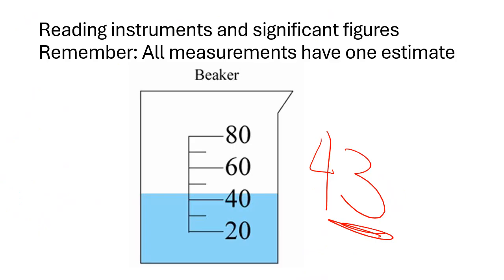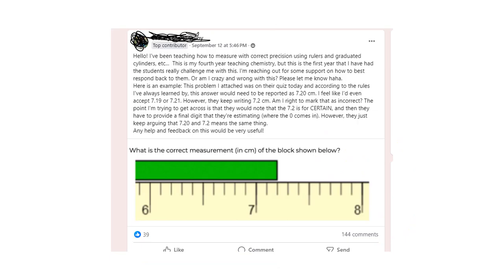So you will be asked to write measurements using correct significant figures for different instrumentation. Remember, you're always just going to have one estimate. And if the number is right on, you are going to include a 0.